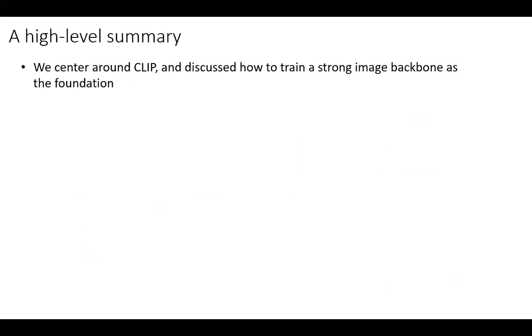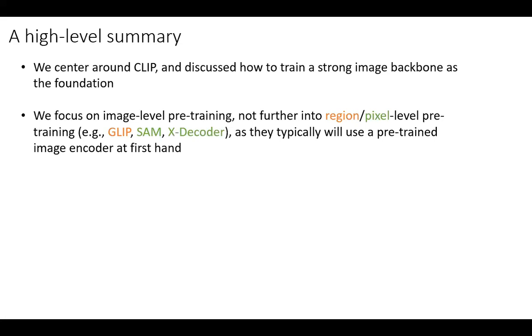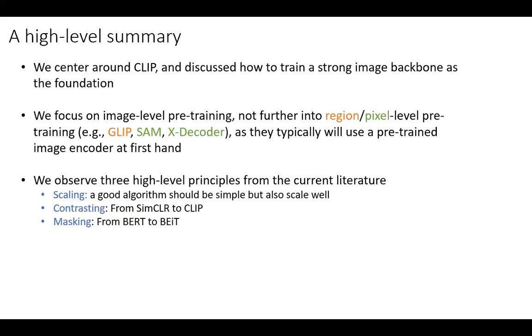And here comes a high-level summary. In this brief part of my tutorial, I centered around CLIP, and we discussed how we can train a strong image backbone as foundation. We only focused on image-level pre-training. We didn't touch region-level or pixel-level pre-training, such as CLIP, SAM, X-Decoder, etc., because they typically use a pre-trained image encoder first. So image encoder pre-training is like the foundation of the foundation, if you consider SAM and X-Decoder as foundation. Some high-level principles we can see: scaling, contrasting, masking are the general design principles behind all these methods.